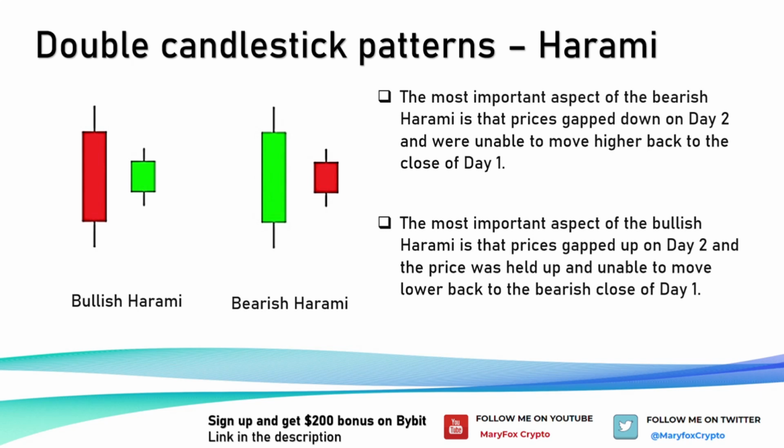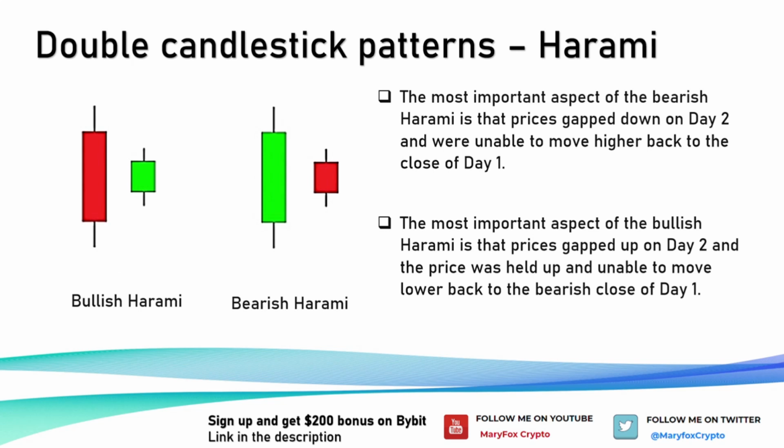A bullish Harami occurs at the bottom of a downtrend when there is a large bearish red candle on day 1 followed by a smaller bullish candle on day 2. Again, the most important aspect of the bullish Harami is that prices gapped up on day 2 and the price was held up and unable to move lower back to the bearish close of day 1.